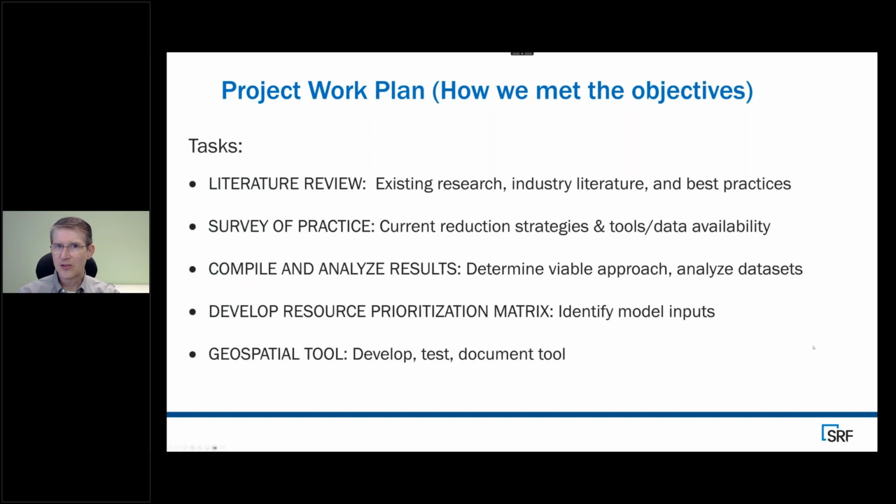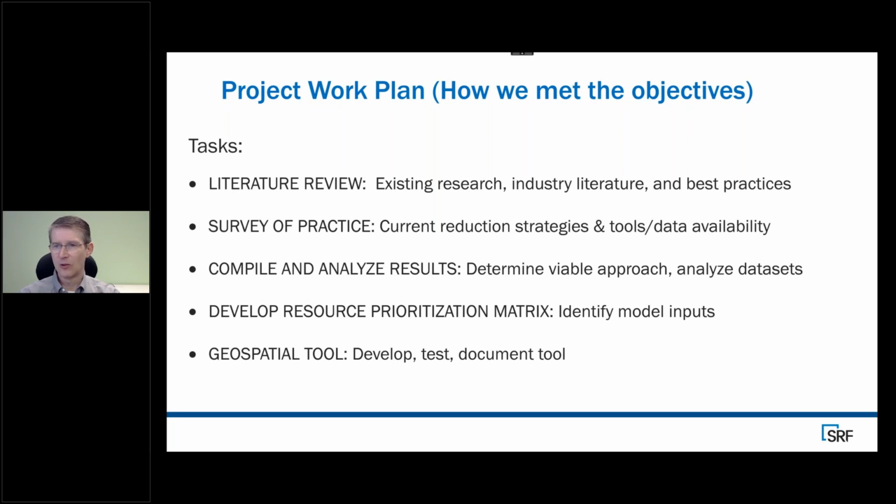There were 5 tasks that fed into that and helped us achieve those objectives then. Number 1 is a literature review. What have people already published about this? And we looked at academic research, we looked at industry literature, and we looked at things like best practices guides and things like that. At the same time, we did a survey to ask people, okay, how important is this to you? What are you doing to reduce? What sort of data do you collect about it?